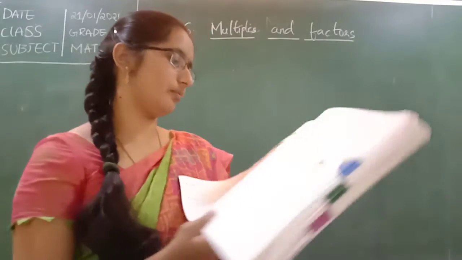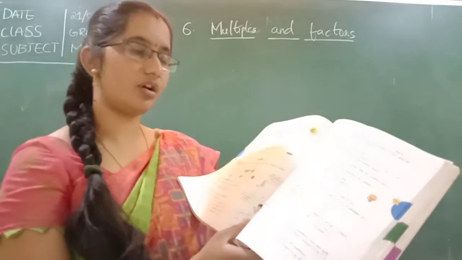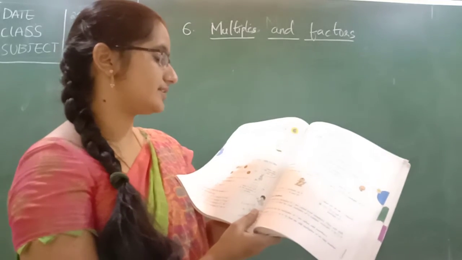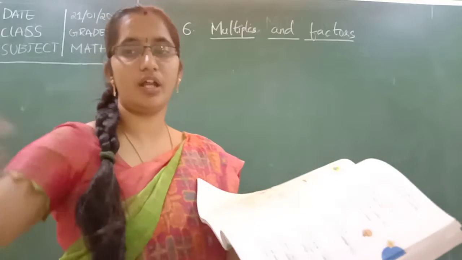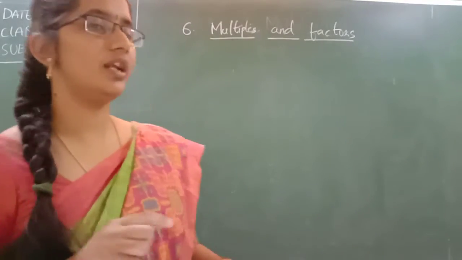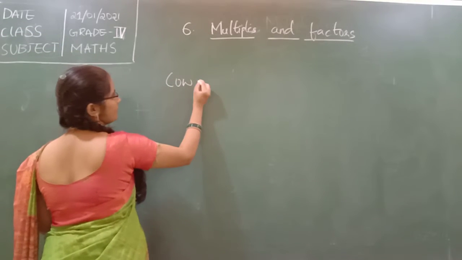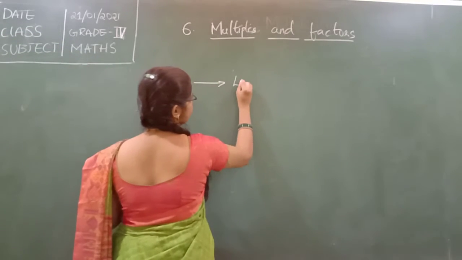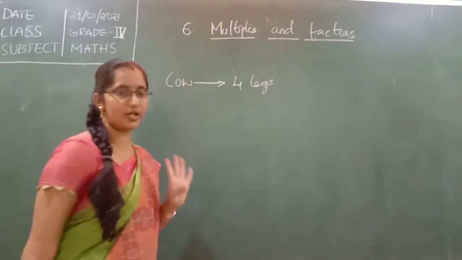Sanjay wants to count the number of legs of the cows in a dairy farm. He wants to count the legs of the cows in a dairy farm. How many legs does a cow have? A cow will have 4 legs.